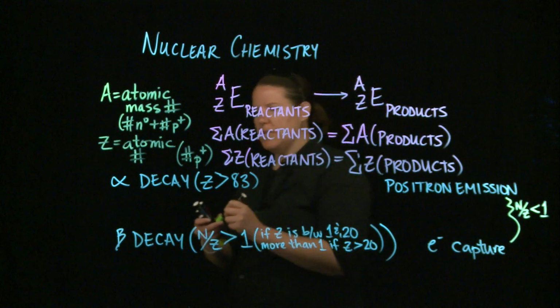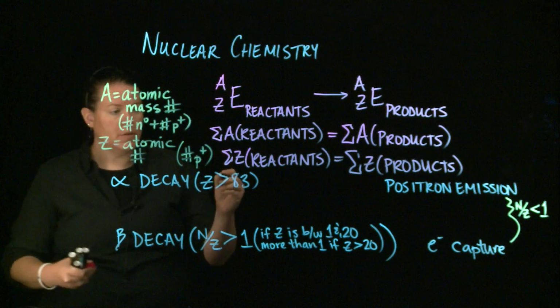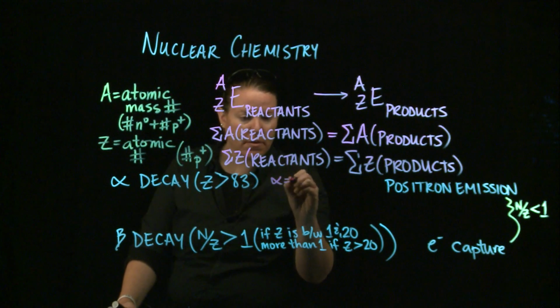Okay, now let's talk about what this actually is. What does an alpha particle look like? An alpha particle is basically a helium atom.